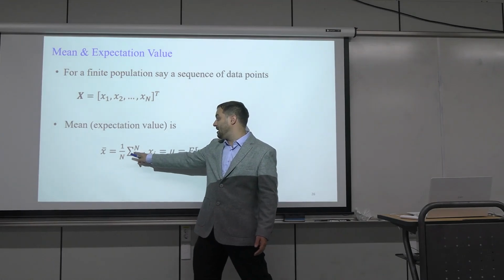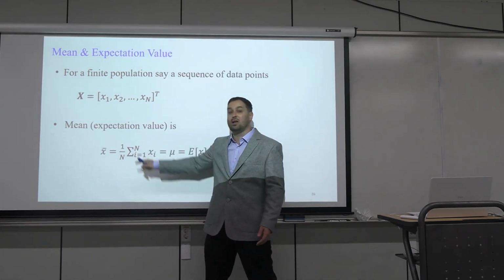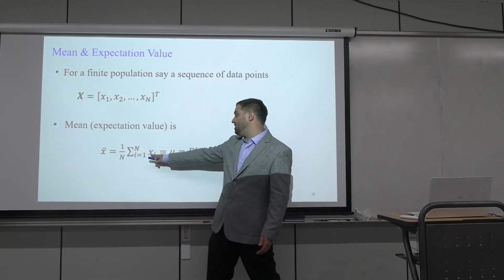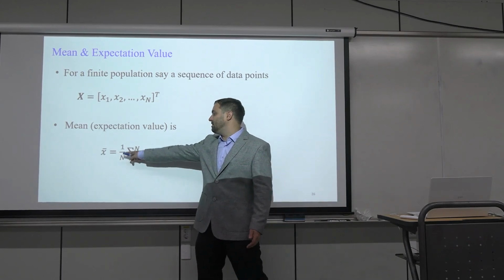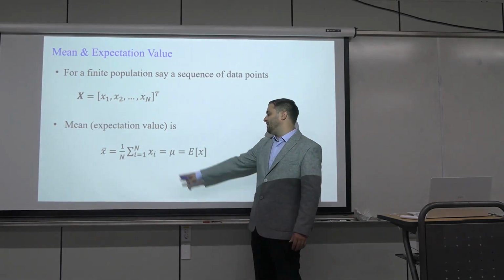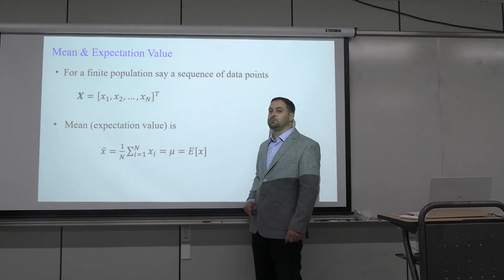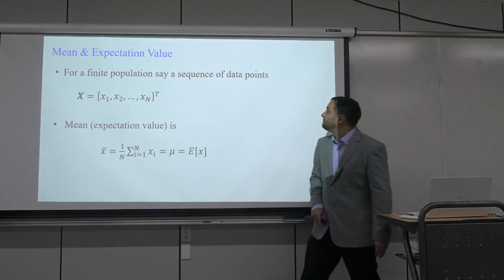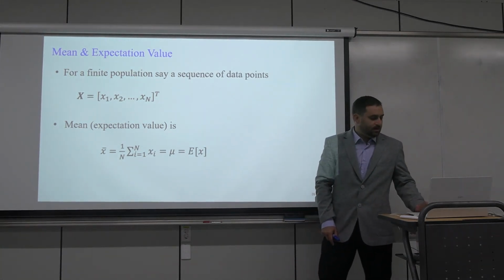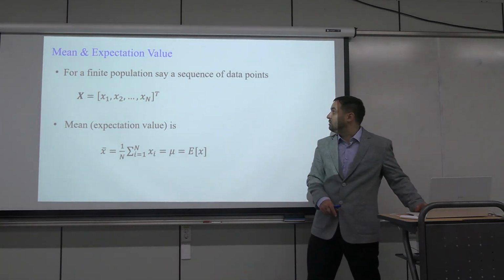The mean or the expectation value is simply x bar equals, it's just a simple arithmetic mean. The summation from i equals 1 to n, and remember n is our number of data points, of each individual xi, then multiplied by 1 over n. And that's equal to mu, or our expectation value of x. That should be a review for everyone.